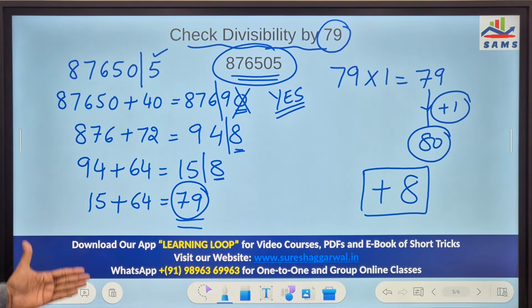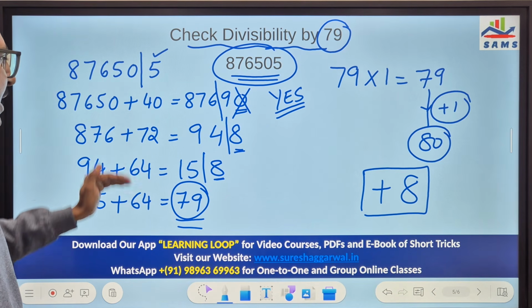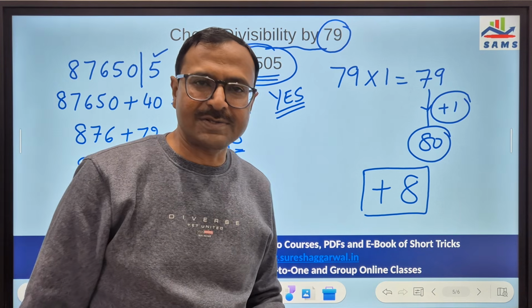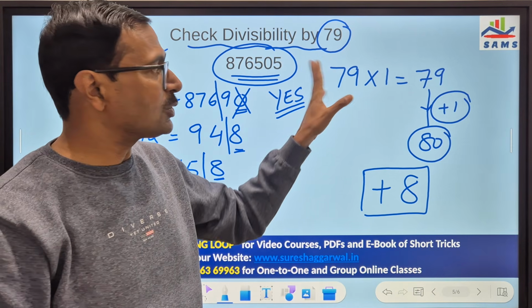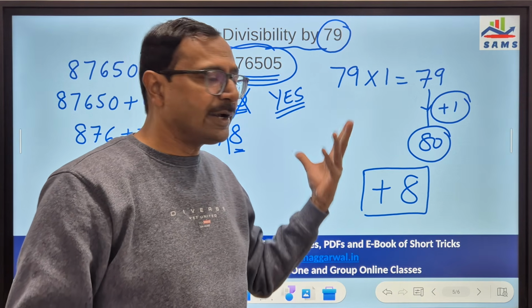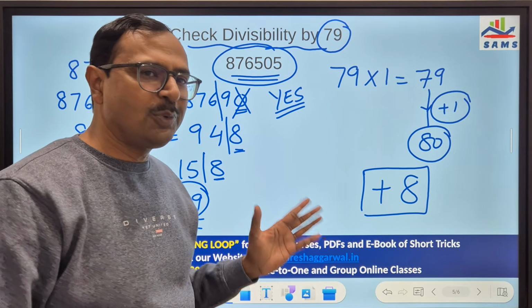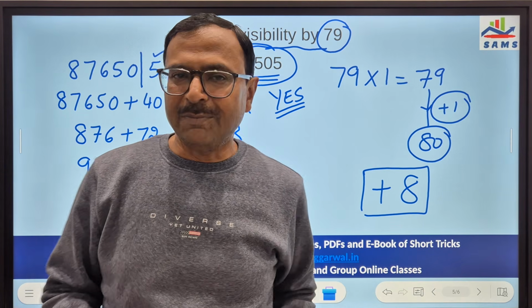And you can see how quickly I found out the oscillator, and then I started separating out the last digit and performing these operations to check the divisibility by 79. There is one more oscillator for 79. Do let me know in the comments all the second oscillators for the numbers which I took up in these videos, and I'm sure you are going to rock. And up to 99, the divisibility will not be a problem for you.